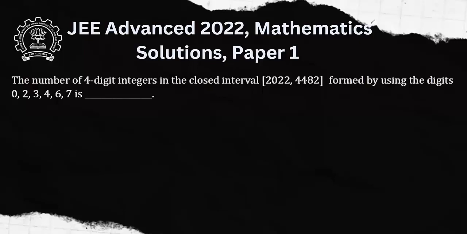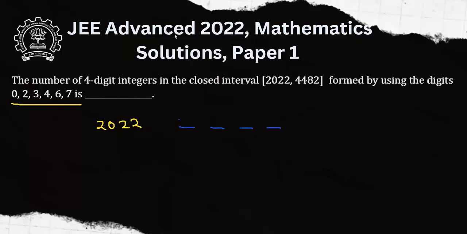So here we have to find the number of 4-digit integers in this closed interval from 2022 to 4482, using the digits given here: 0, 2, 3, 4, 6, 7. So the starting number is 2022. The number has to be a 4-digit number.